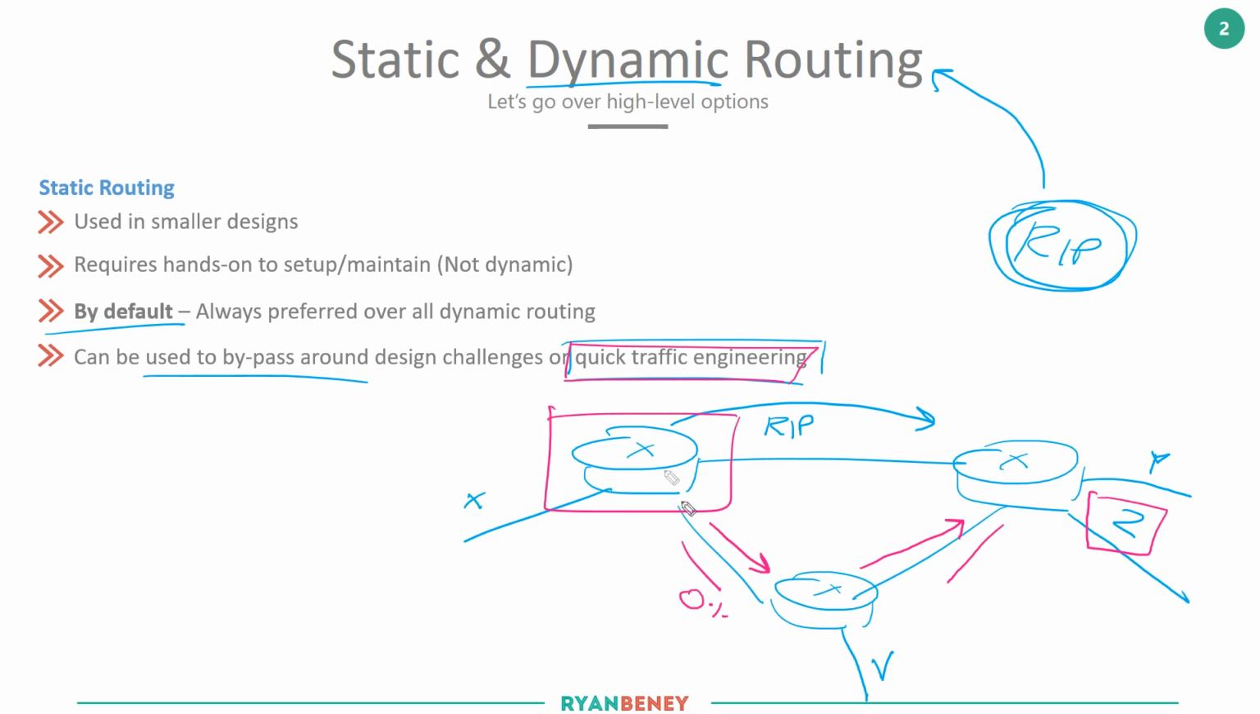However, when we make these sort of changes, we need to keep in mind a few things. First of all, we need to make sure that there is some sort of mechanism to track the route, because if the path were to go down, let's say here, we want to make sure that traffic can fall back to the original path via RIP.